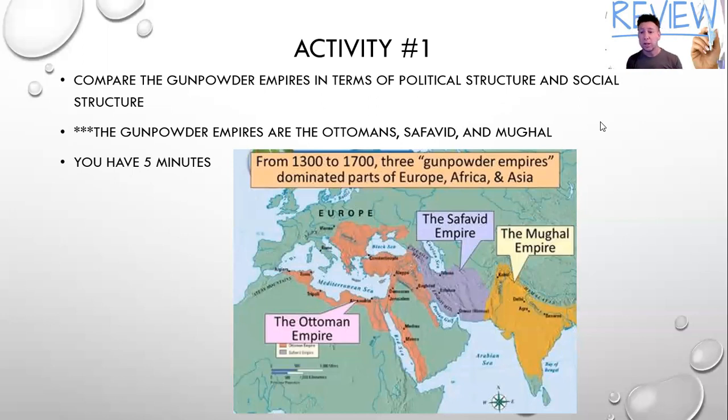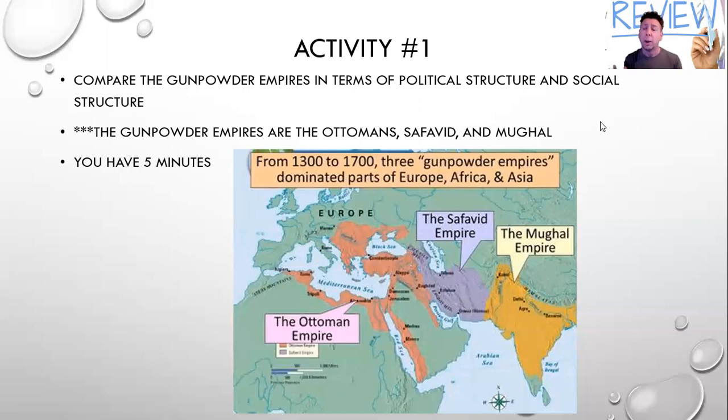So what I would like you to do is you can pause this, but take 5 minutes and basically go through this prompt: compare the Gunpowder Empires in terms of political structure and social structure, meaning you need to see what does the political structure look like in each of these Gunpowder Empires, as well as looking at the social structure. Hopefully you understand the difference between the Ottoman, the Safavid, and the Mughal.